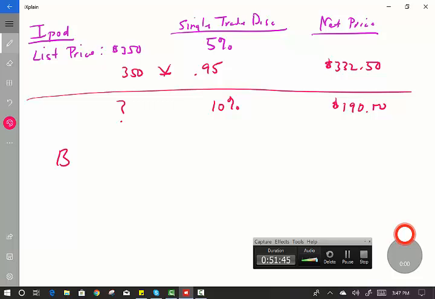So I'm going to take $190, base is equal to part divided by rate, and the net price is a portion, $190. And I'm going to divide that by the rate of the single trade discount, which is 10%. I don't want the amount of the discount. I want, as it was applied to the net price, the full amount. So I'm going to take the complement of 10%, which is 90% or 0.9, after you move the decimal point 2 places to the left. And then that would give me the base of $211.11.